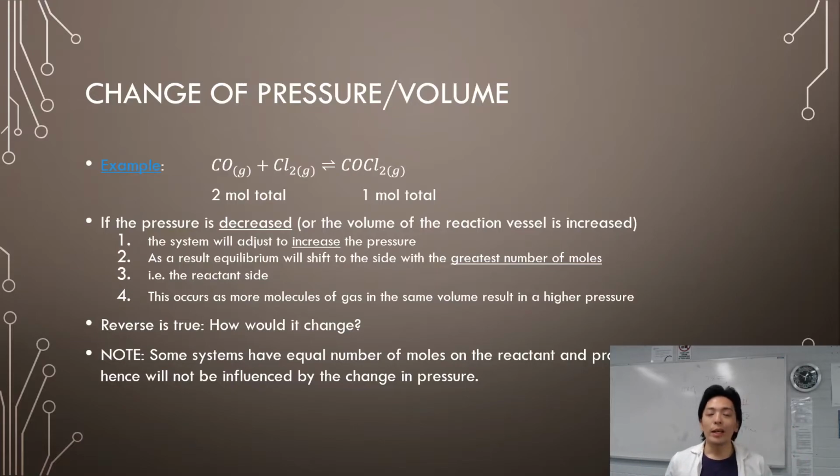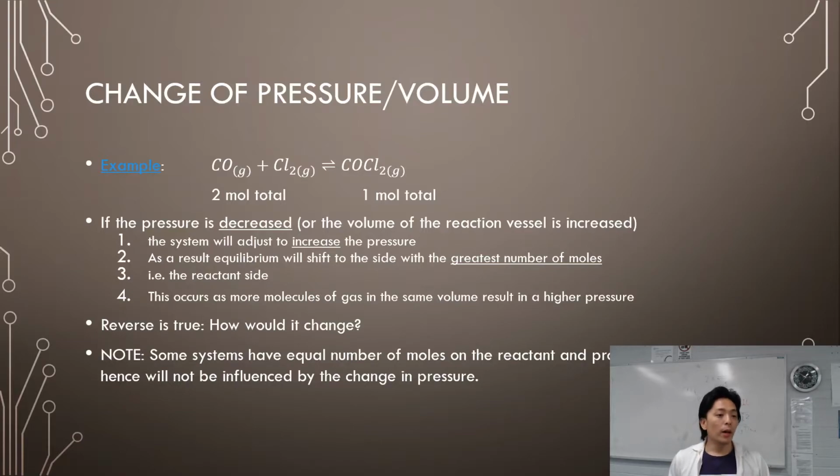If the pressure is decreased, or you could say that the vessel is expanded, so there's more room available, what's going to happen? The system will try to adjust to increase the pressure, because if you decrease the pressure, all of a sudden we need to maintain the same sort of pressure that we had before. Therefore, as a result, equilibrium will shift to the side with the greater number of moles.